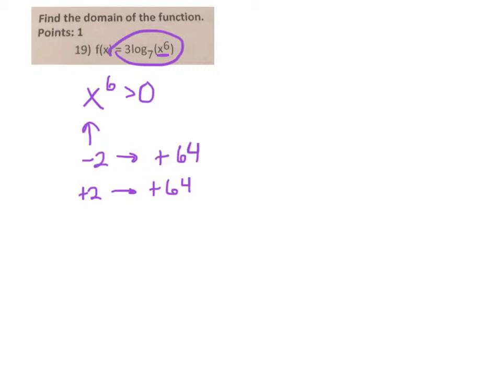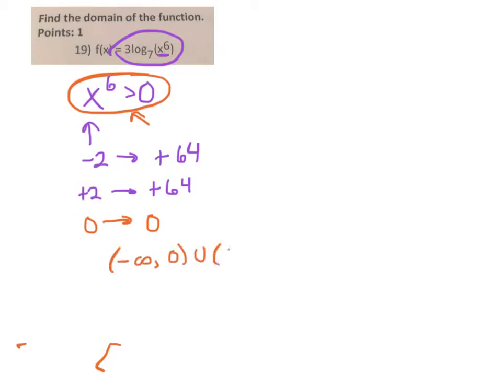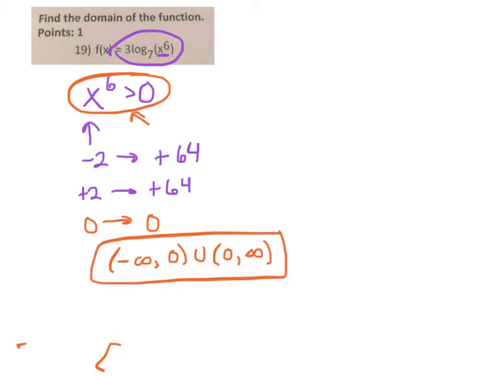The only time I have a problem with this is when I try to plug in 0, because if I take 0 to the 6th power, I get 0, and there's no equal to symbol here. So we can't have 0 for a logarithm. So that means that our domain would be everything that doesn't include 0, which is from -infinity to 0 and from 0 to positive infinity.